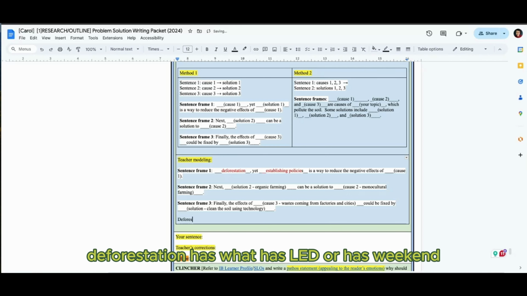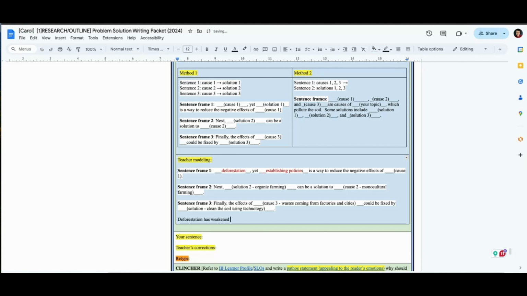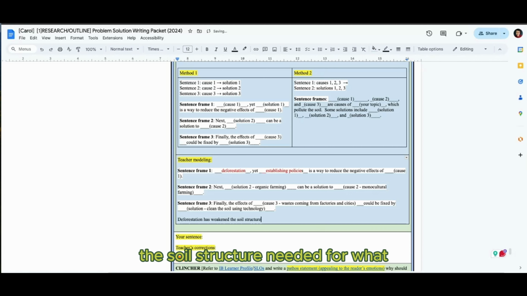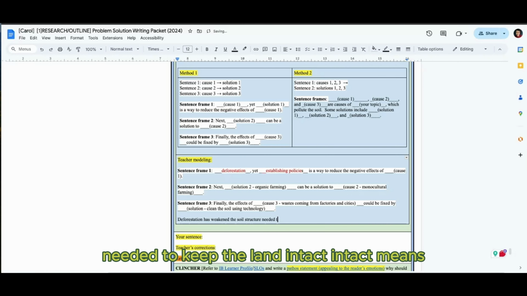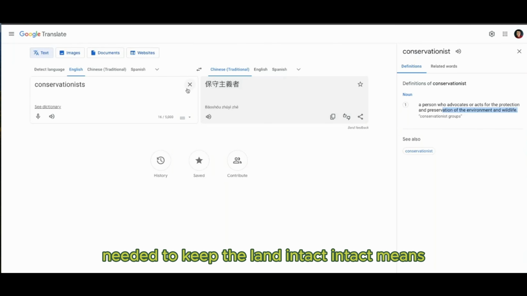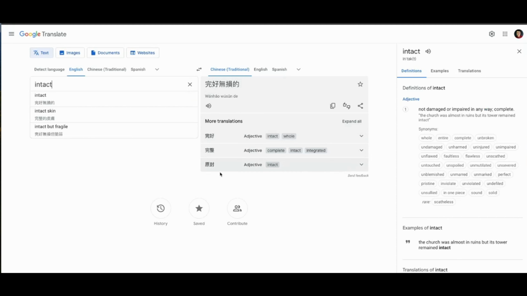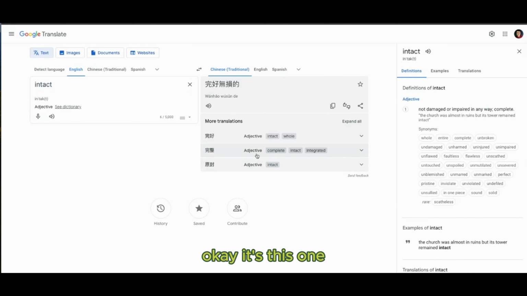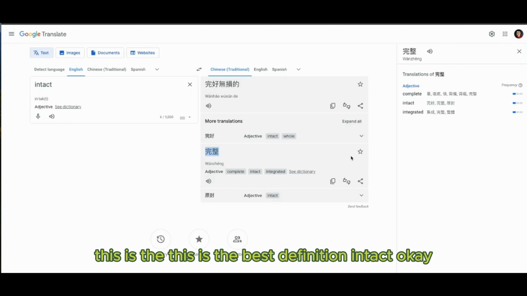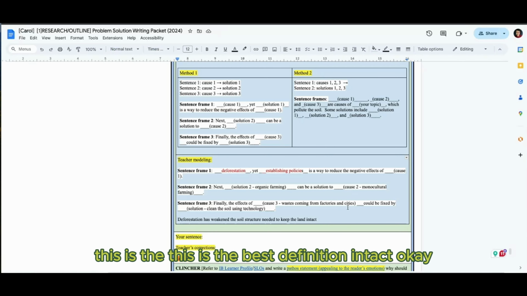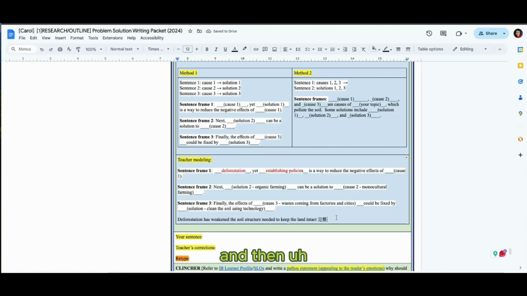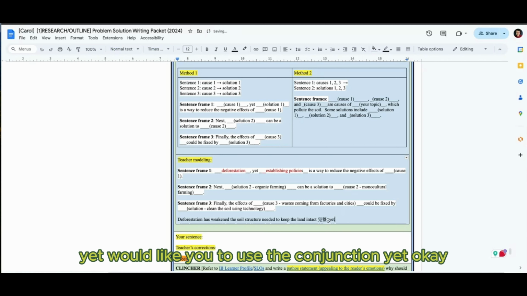Deforestation. Deforestation has what? Has led or has weakened the soil structure needed for what? Needed to keep the land intact. Intact means, okay, this means this one. I think this is the best definition. Intact. Okay, and then yet. I would like you to use the conjunction yet. Okay, yet what?